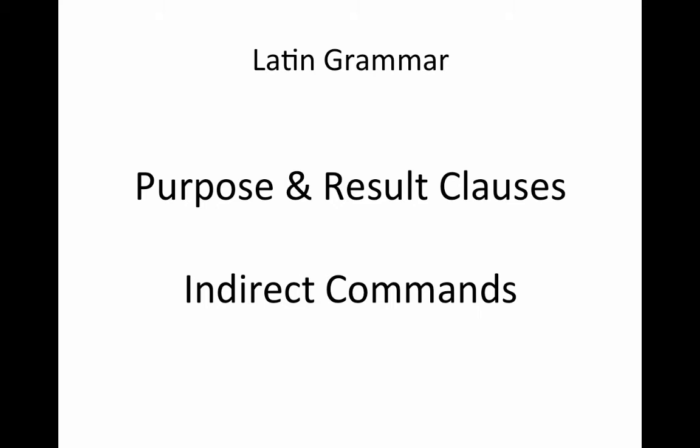Today in Latin grammar we're going to talk about purpose and result clauses and indirect commands. The reason these three subordinate uses of the subjunctive are clumped together is because they all start with ut or ne, depending on if they're positive, ut, or negative, ne.